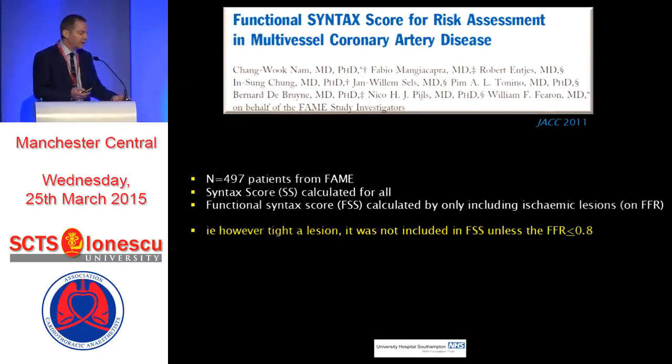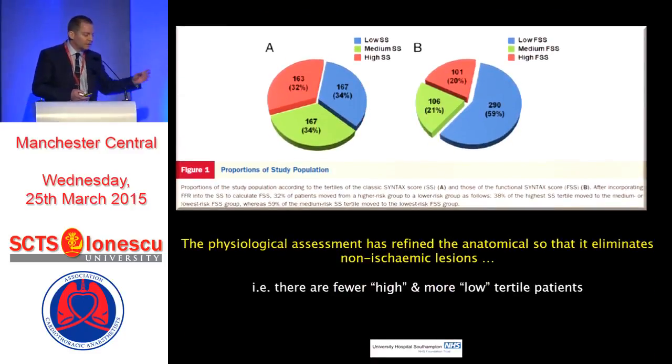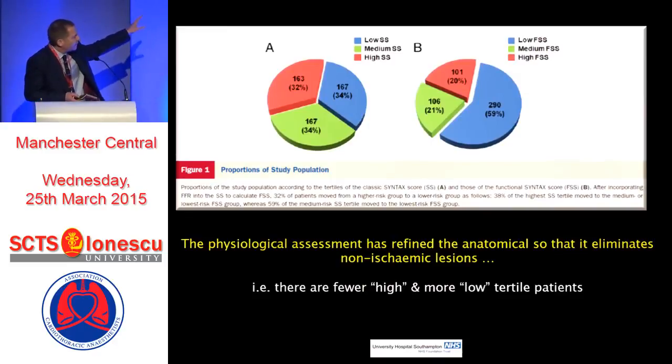There was this beautiful paper from Bernard de Bruyne's group. They took patients in the FAME trial, and they did a syntax score on all of the patients. And then they did the syntax score again, but they only counted lesions in the score that were ischemic on FFR, and they called that the functional syntax score. So on the left here, you see the 3 tertiles of severity based on the anatomy, and on the right, you see the functional syntax score tertiles.